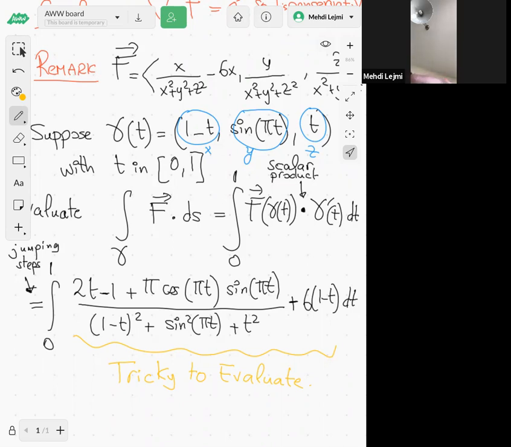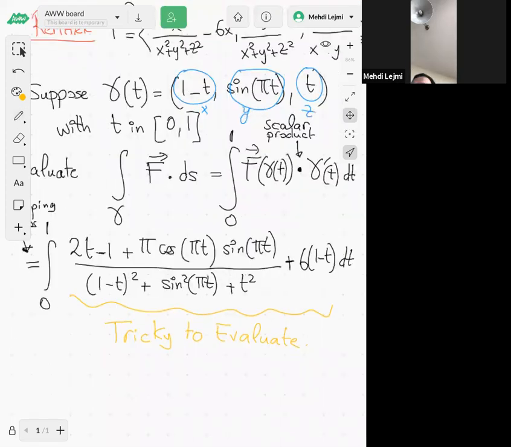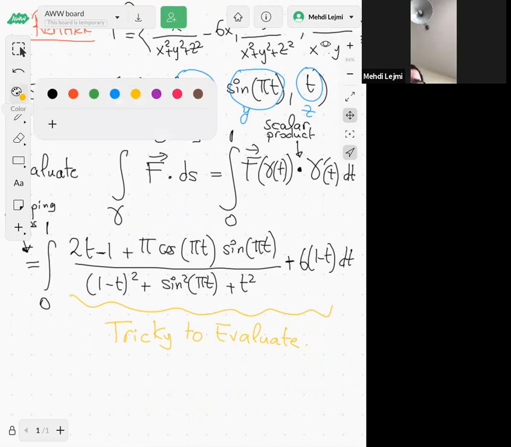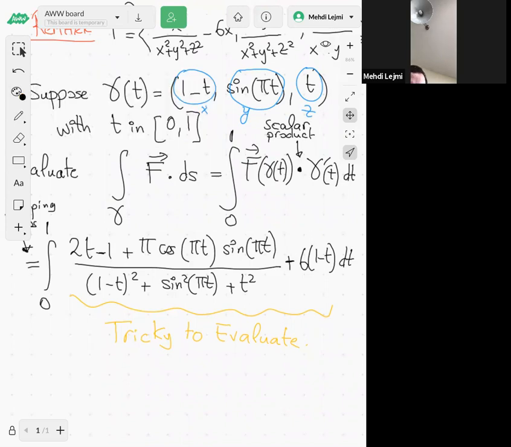But we do know that F is conservative, right? So if it's conservative, it means that it's a path independent line integral. So what we can do, guys, is choose another path instead of this gamma. We may choose another path with the same endpoints. Because this is tricky to evaluate, we're going to find another way to evaluate this integral.